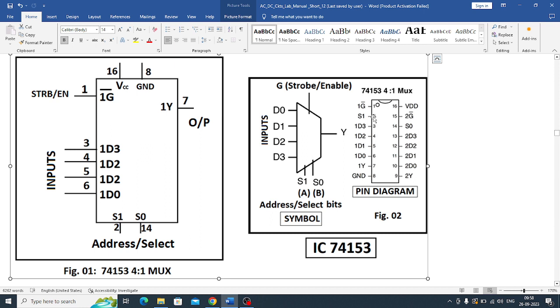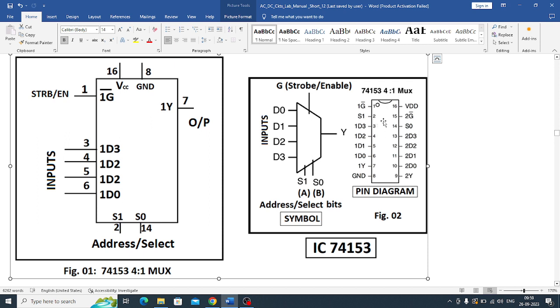The data of first multiplexer is 1D, that is 1D0 to 1D3. Data of second multiplexer is 2D, that is 2D3 to 2D0. It is always better to say 1D3 to 1D0, 2D3 to 2D0. Better always say the MSB first.